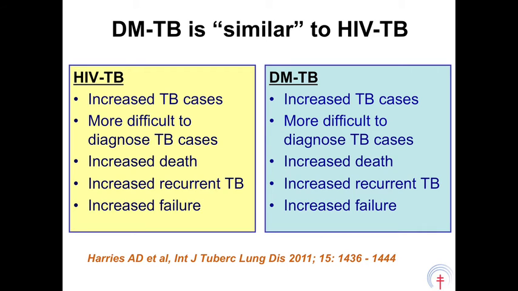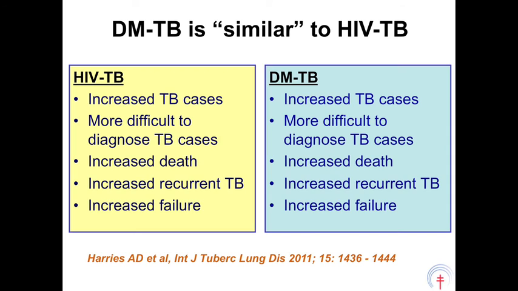And they said that if we were able to get a handle on this, we could basically improve that decline by maybe up to 20%, but nothing like 80%. So how do we begin to do this? Now, I put this up here to show you that I think HIV TB, diabetes TB share some things in common. If we look at both these associations, we have an increased number of TB cases as a result of the association. We have more difficult to diagnose TB cases.